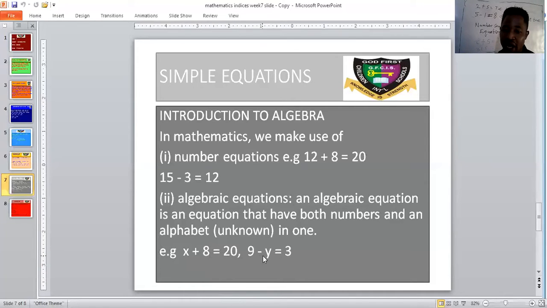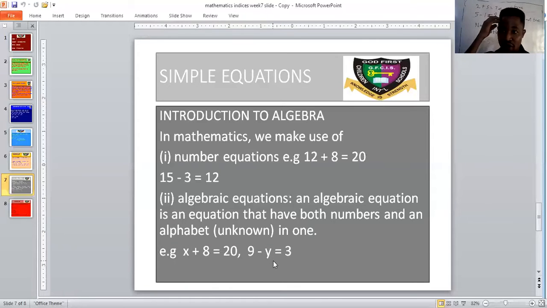Look at another example here. 9 minus y equals 3. What number must I subtract from 9 that will give the answer 3? The same way. Put that answer in your head, 3, and count from the next number after 3, then you know what you must take away from 9 to get 3.